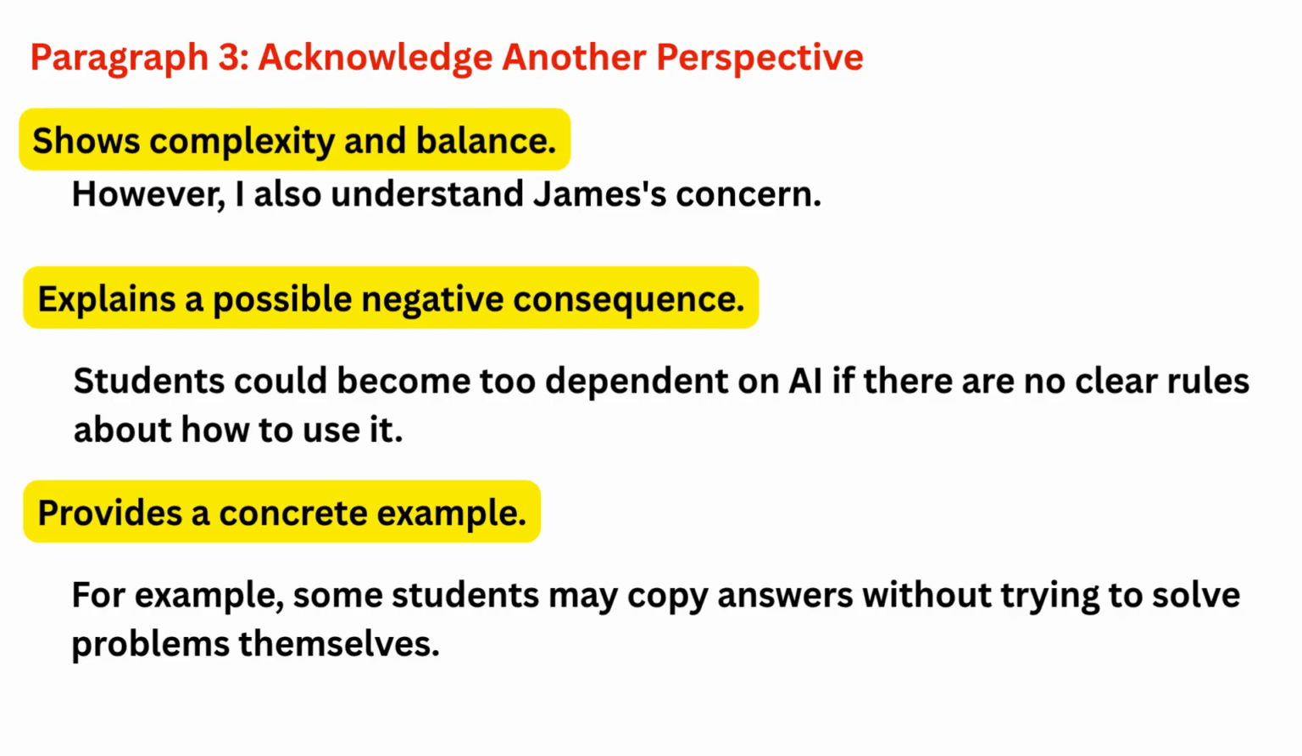Next, explain the concern. "Students could become too dependent on AI if there are no clear rules about how to use it." This sentence describes a possible negative consequence.